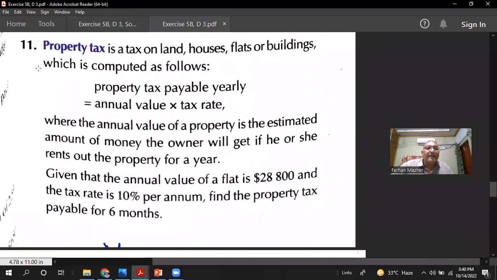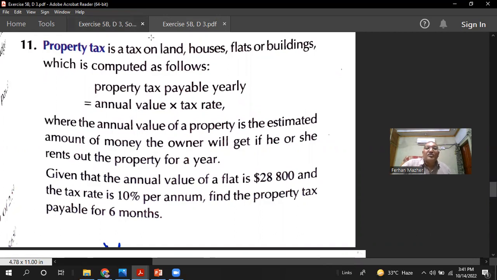It says, property tax is tax on land, houses, flats, or buildings, which is computed as follows. Property tax payable yearly is equal to the annual value multiplied by the tax rate, where the annual value of a property is the estimated amount of money the owner will get if he or she rents out the property for a year. Given that the annual value of a flat is $228,800 and the tax rate is 10% per annum, find the property tax payable for 6 months.